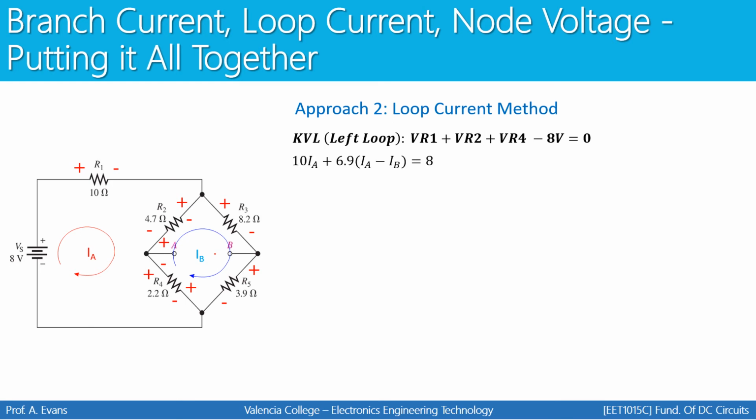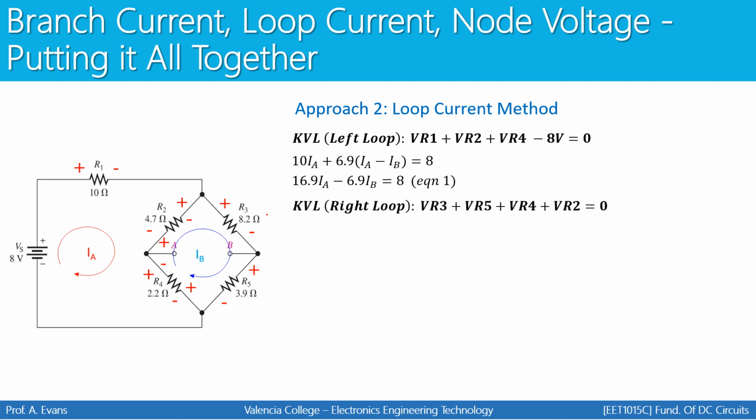So take the KVL for the left loop. Again, it's the same equation we've already derived from before, but now we're going to plug in our loop currents. The voltage for R1 is going to be 10 times IA. The voltage for R2 and R4, again, these are in series. We can combine those together, and then the current running through this branch is going to be IA, going down, minus IB, which goes up. Simplify this equation, and you have your first equation showing a relationship between IA and IB.